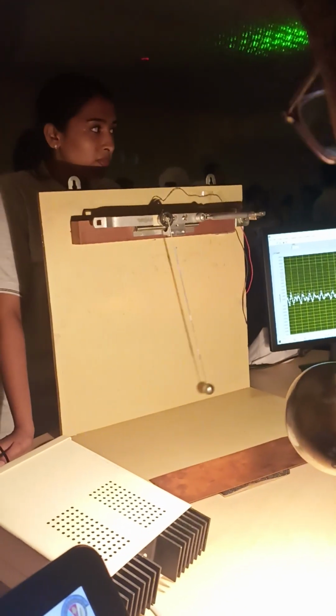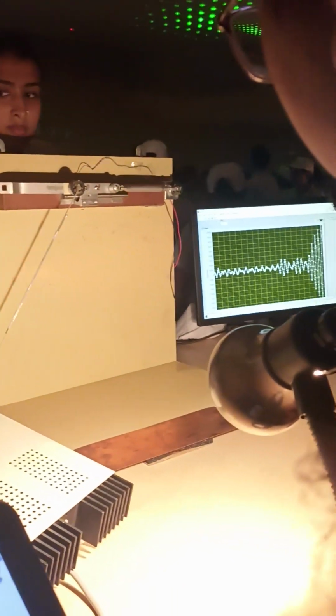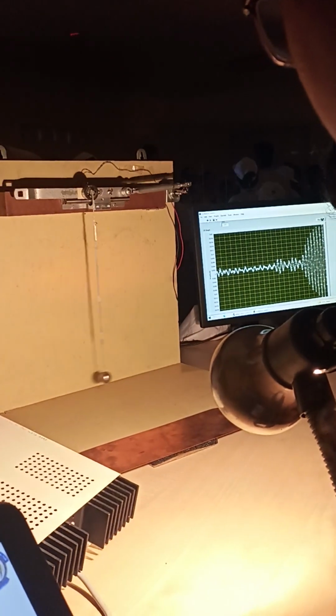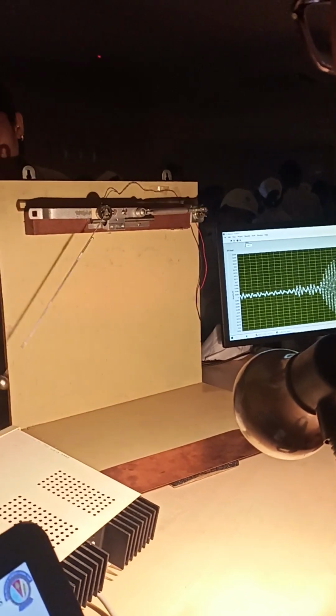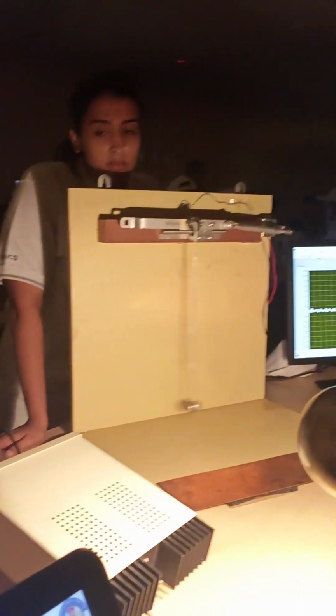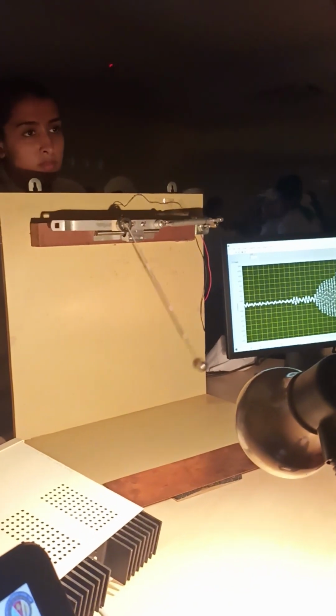Increasing. Let's see how it is. Now I am increasing even further. Increased. Now if I increase even more, it will increase? Yes.